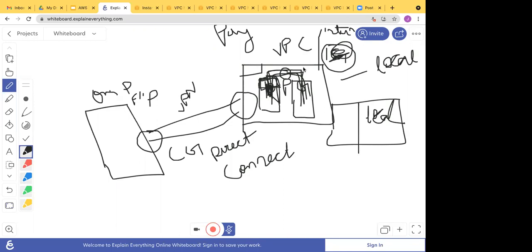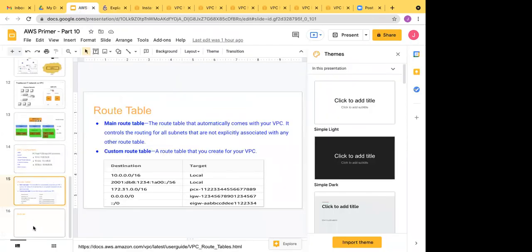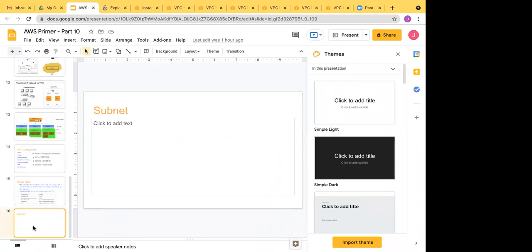But if something is written as local, that means it is within the VPC communication. We are talking about that, and that would be done through your private IP address. But with internet, you'll have your public IP address. Yeah, so that was the last topic.